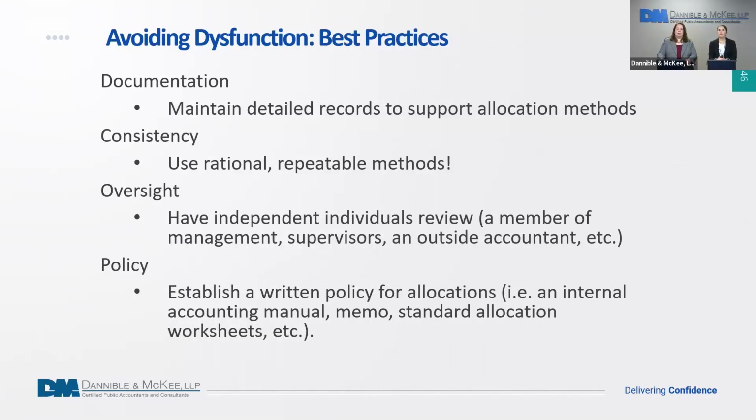Documentation. So best practices, documentation. Maintain detailed records to support the allocation methods. Consistency. Use rational, repeatable methods. Oversight. Have independent individuals review, a member of management, supervisors, or an outside accountant. And establish a written policy for allocations, i.e. an internal accounting manual, memos, or standard allocation worksheets.